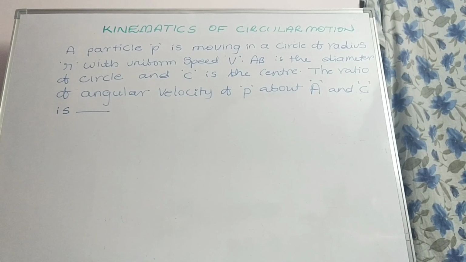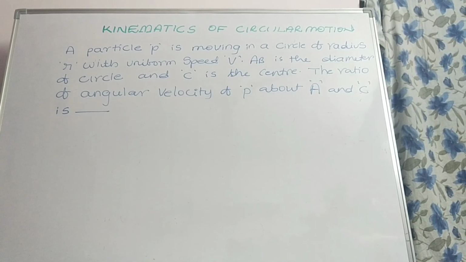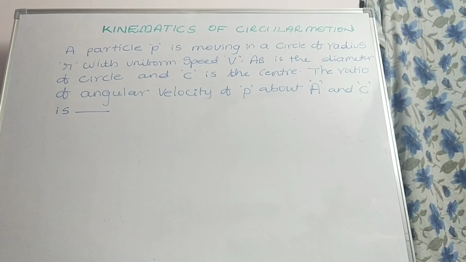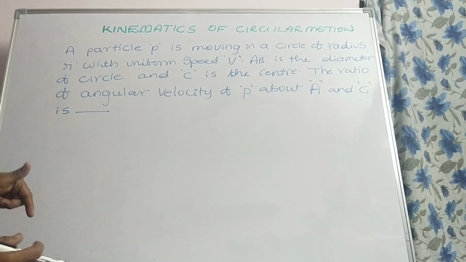And now here we have a very simple and interesting question. A particle P is moving in a circle of radius r with uniform speed v. AB is the diameter of the circle and C is the center. The ratio of angular velocity of P about A and C is?